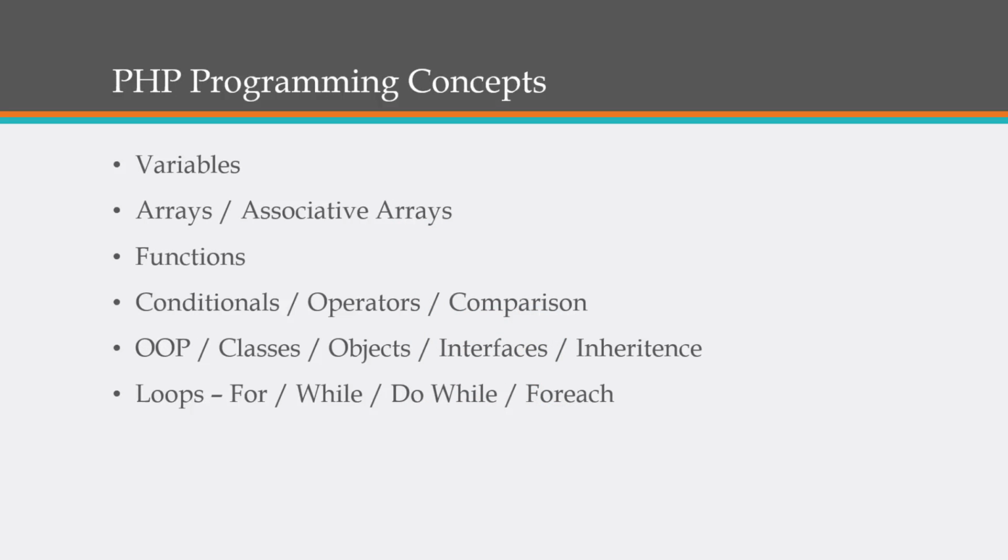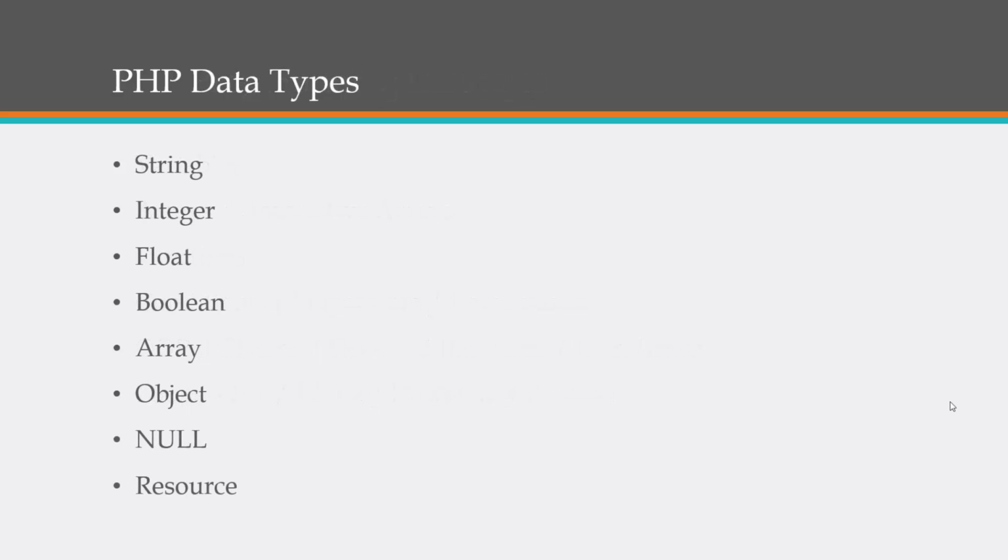So some of the PHP programming concepts that we'll be going over throughout the course: variables, arrays. PHP also uses what's called an associative array, which is kind of like key value pairs. Functions, conditionals, operators, comparison, object-oriented programming, which of course includes classes, objects. We also have interfaces. We can inherit classes, and then we have loops: for loops, while loops, do while, and foreach loops, which are used for arrays. Alright, so just some of the core fundamental programming concepts.